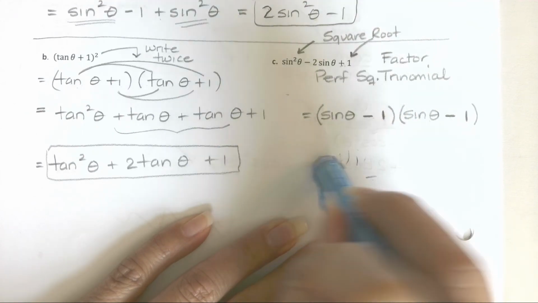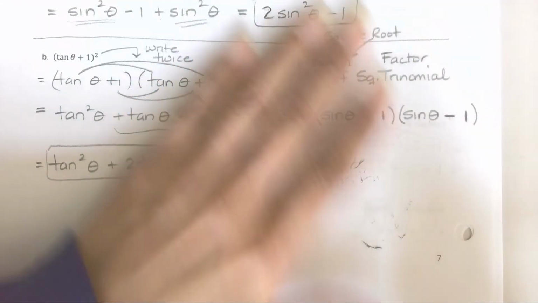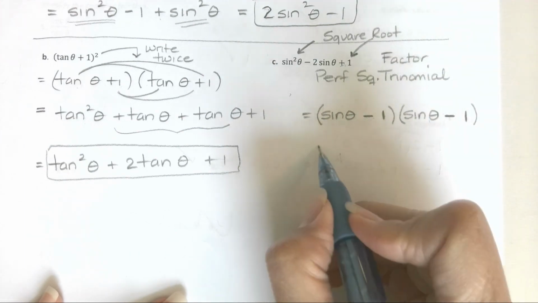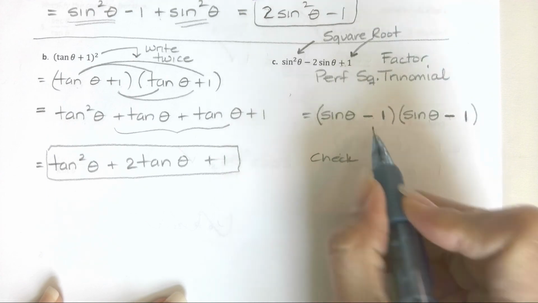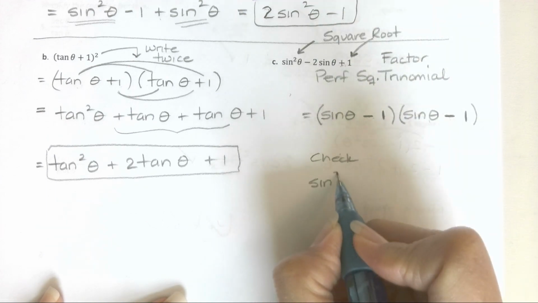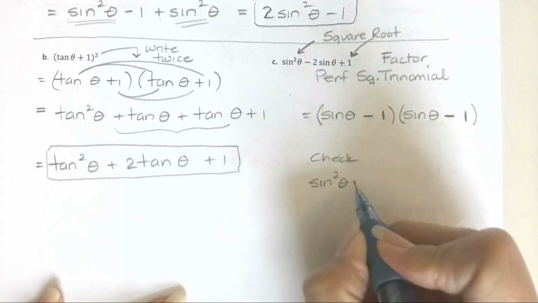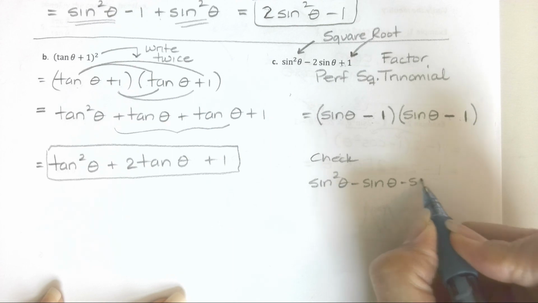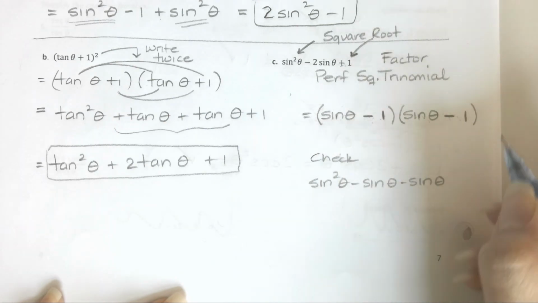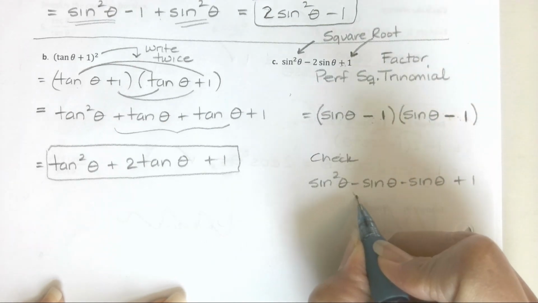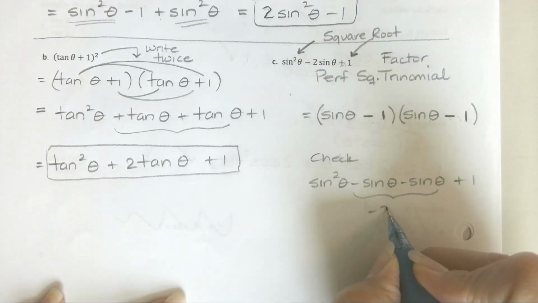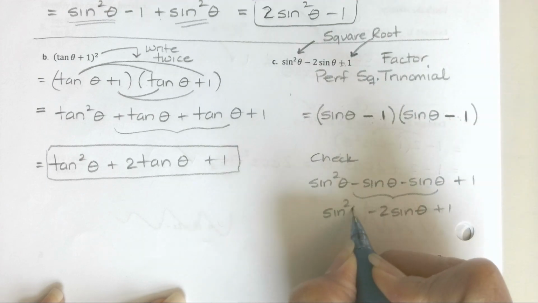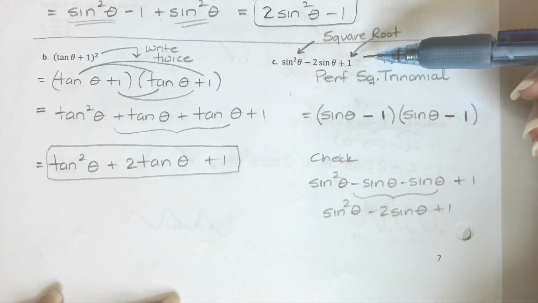Now, if you're looking at this, you're like, I don't know, I can't see how this is that. Well, you would have to FOIL or distribute to be able to see it, if you want to check it because you're not sure. Sine times sine is sine squared theta. Sine theta times minus 1 is a negative sine theta. Negative 1 times sine theta is a negative sine theta. A negative 1 times a negative 1 is a positive 1. And these two combine to be negative 2 sine theta. And there you go. You can see that it is the original problem that you had up here.